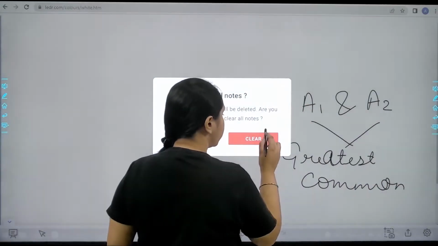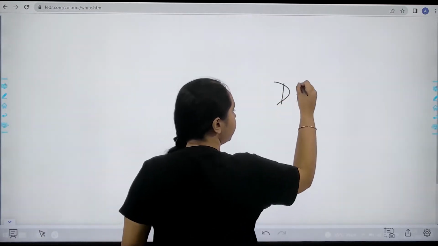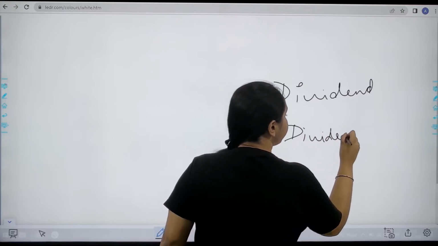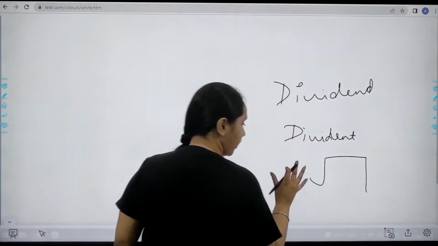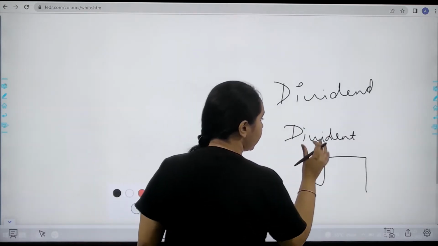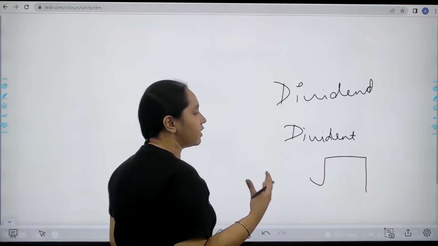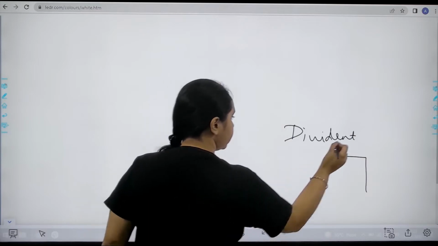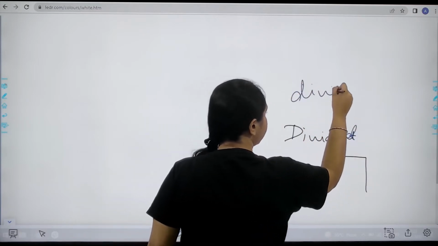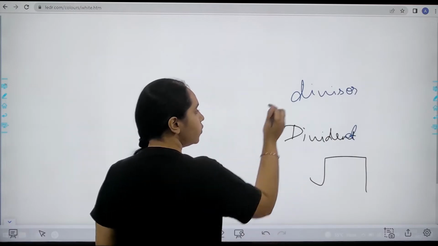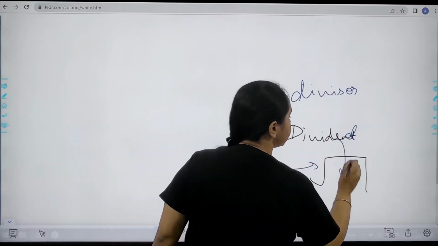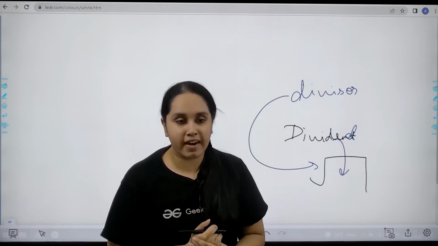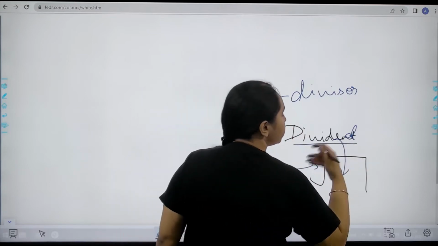Basically we need to find two things. First is the dividend and second is the divisor. When we divide two numbers, the divisor is the number which is being used to divide the other number, and the dividend is the number which is being divided.